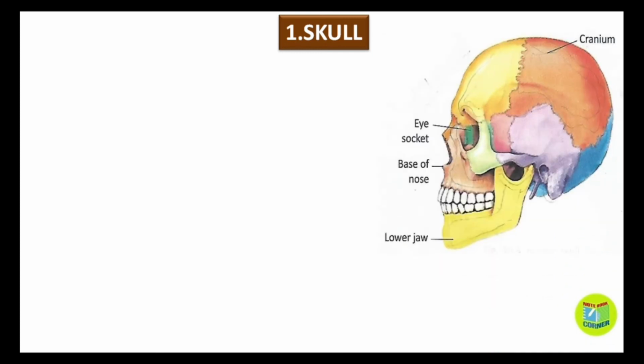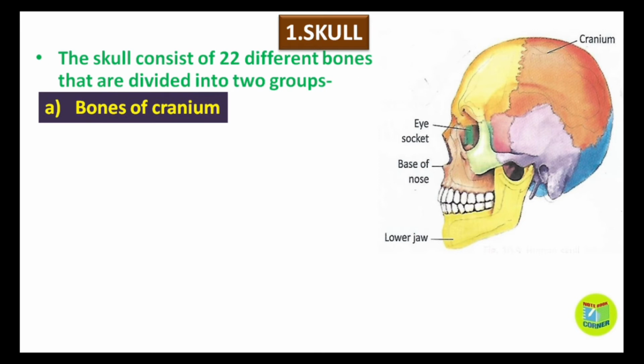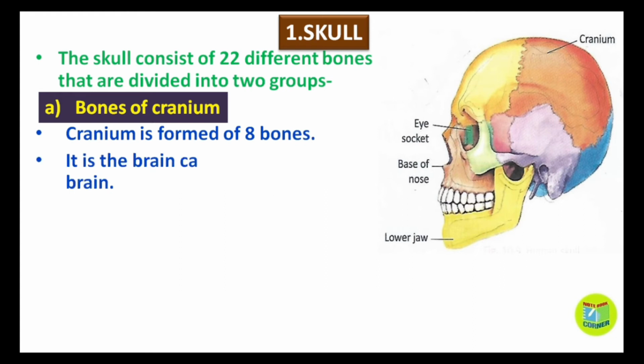Skull. The first part of the human skeletal system is the skull. The skull consists of 22 different bones that are divided into 2 groups, namely bones of cranium and bones of face. Cranium is formed of 8 bones. It is the brain case and protects the brain.